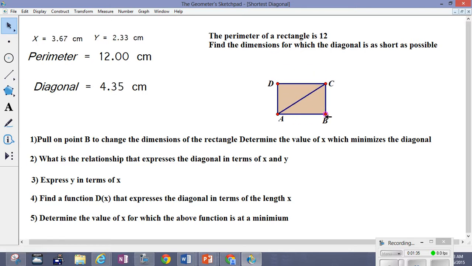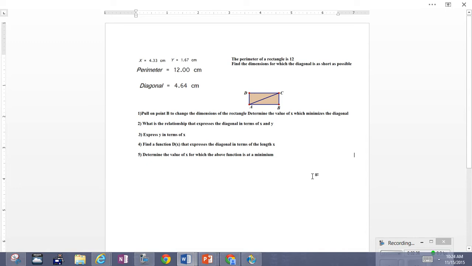And of course the length of the diagonal, which is AC, is changing as well. What we want to do is see when that diagonal is going to be as small as possible. Seems like we just overshot it right here. Right about there. So the question is, what are the dimensions of this rectangle for which the diagonal is going to be as small as possible? We've illustrated step 1, pulling on that and watching the dimensions change. What is the relationship that expresses the diagonal in terms of x and y? Well, that is going to be Pythagoras. And so we're going to have to express y in terms of x and find a method to determine this shortest diagonal. So let's investigate how we're going to do that.